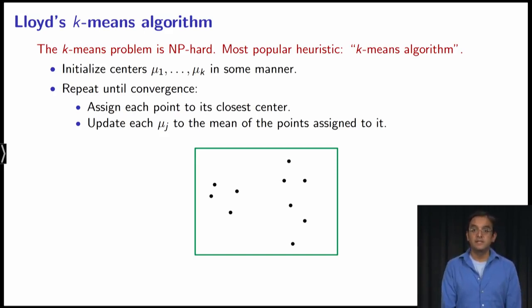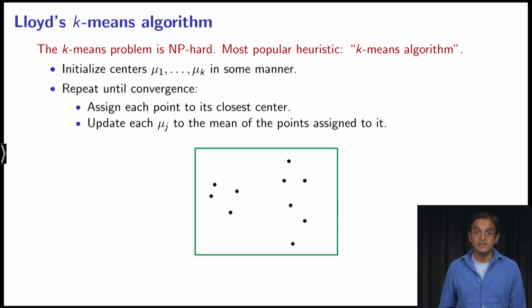Let's look at the specifics. We start by initializing the centers in some way. The usual way to do this is to simply pick k of the data points at random and say those are going to be our initial centers. Then we begin the main loop, and this is the loop of iterative improvements. On each iteration, we assign each point to its closest center, and then we move that center to the mean of all the points that have been assigned to it. Let's see that in action.